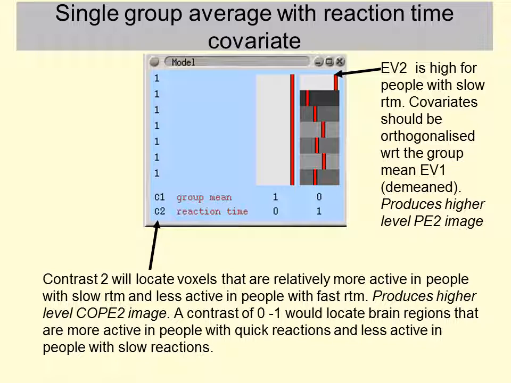That just reiterates what I said earlier, that contrast 2 is going to locate voxels that are relatively more active in people with slow reaction time and less active in people with fast reaction time, and that you'd use a contrast of 0 -1 to locate the brain regions that are more active in people with quick reactions and less active in those with slow reactions.